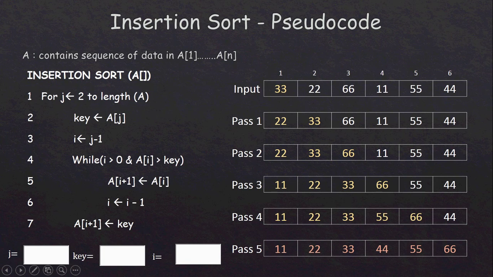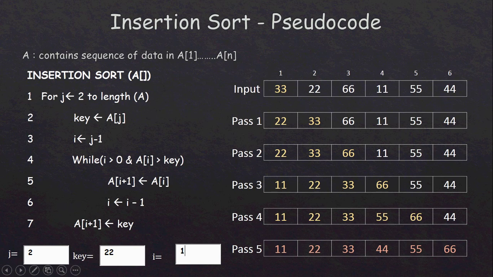So I will explain the algorithm with the help of an example. The j value will be iterating from 2 to length of A. So the initial value of j will be 2. Key equal to A of j. That means key is A of 2. What is A of 2? It is 22. Always remember, key will be the first element in the unsorted part. Then i equal to j minus 1. j is 2, so j minus 1 is 1, so i equal to 1.